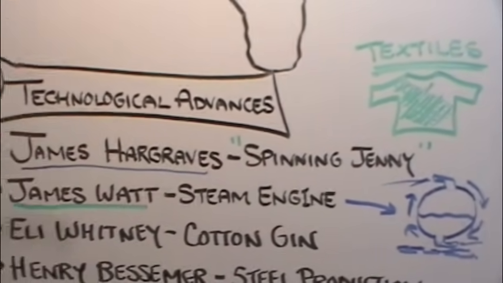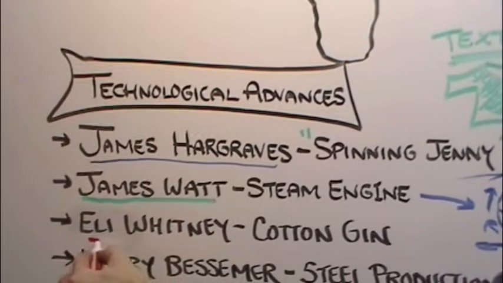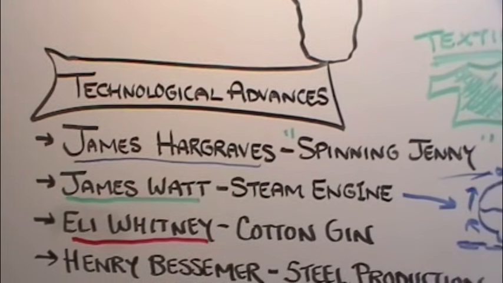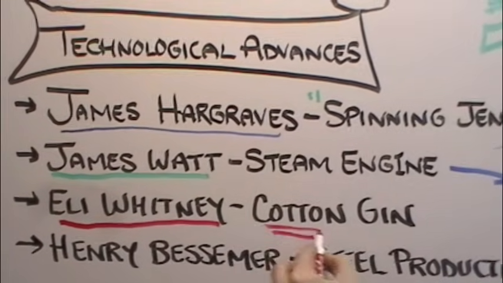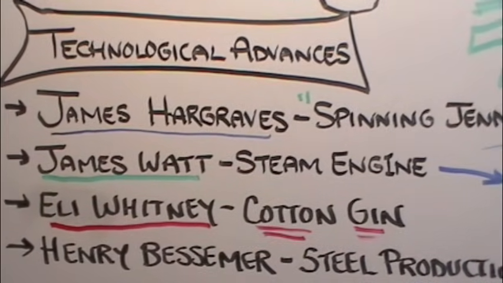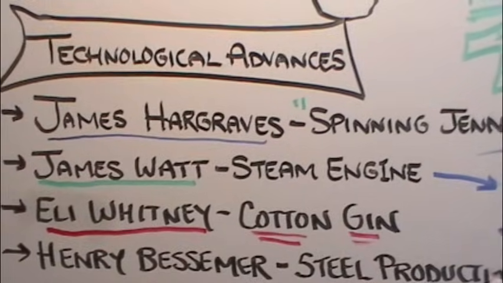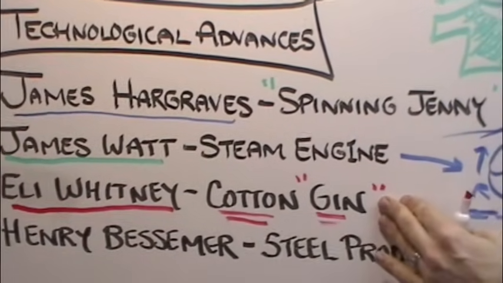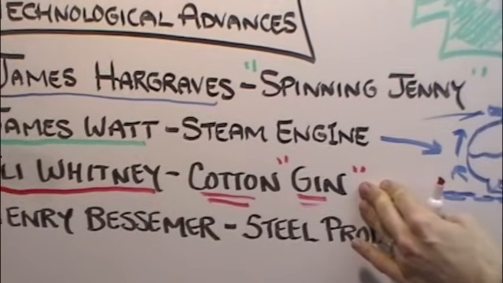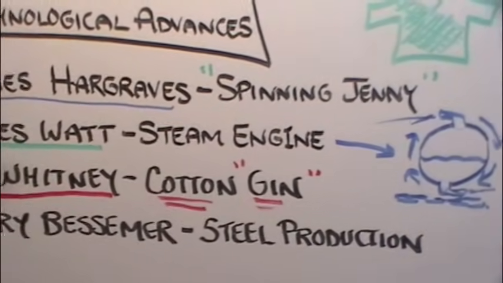Our third inventor is a guy by the name of Eli Whitney. You have probably heard about him because his invention is incredibly famous. In 1794, Eli Whitney invents the cotton gin. The cotton gin, this stands for engine. The cotton gin is actually a very basic invention.